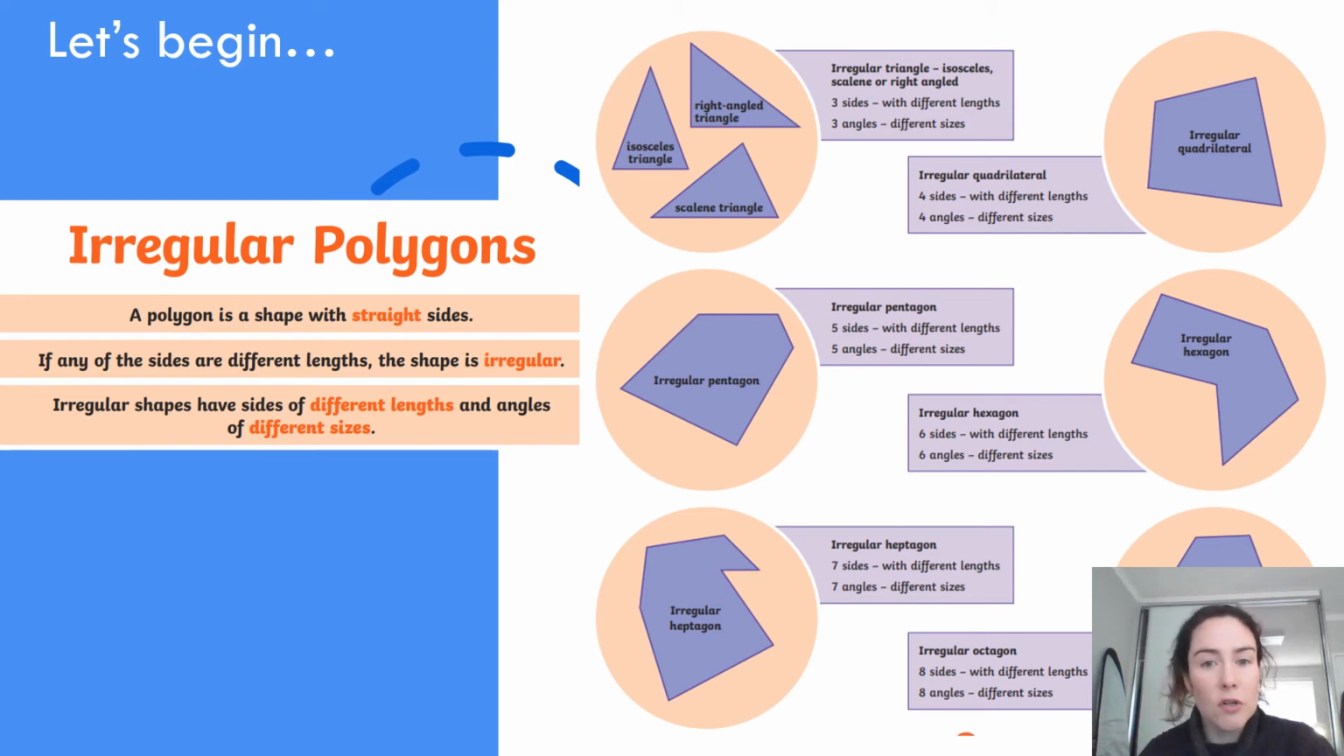But what you need to focus on is noticing the fact that the sides of the triangle are all different lengths. They're not the same like the one before where they were equal. So these ones would be irregular triangles. We also have an irregular pentagon. We know that it's a pentagon because it's got 5 sides, but it's an irregular pentagon because not all the sides are the same size. We have an irregular hexagon, an irregular octagon, an irregular heptagon, and an irregular quadrilateral.